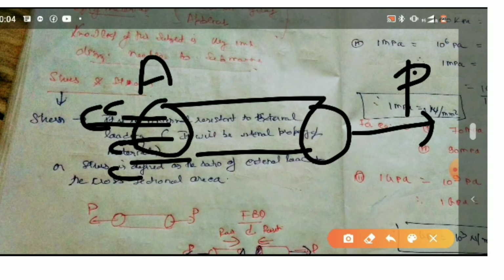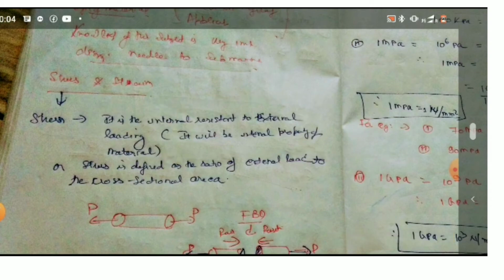At every point, this point, this point, this point, the cross-section will resist or oppose, so a distributed force will come into action. At every point, this will oppose the P, so a distributed force will apply against the load. So the net intensity F is equal to P. So here it is internal resistance. What is internal resistance? The resistance to external loading.